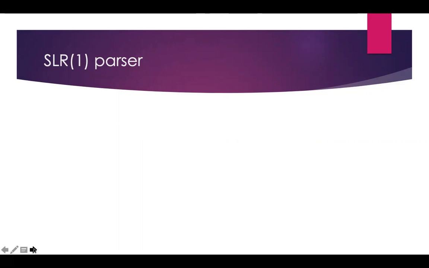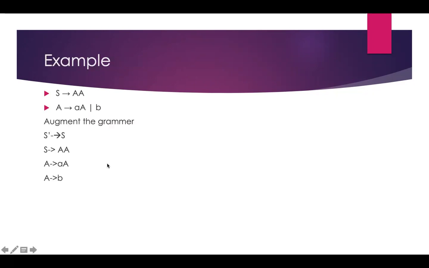So with one numerical, we will explain it. Here the example is: S tends to AA, A tends to AA, and A tends to B. These are the three production rules here.